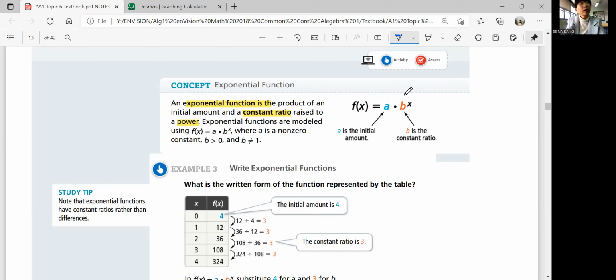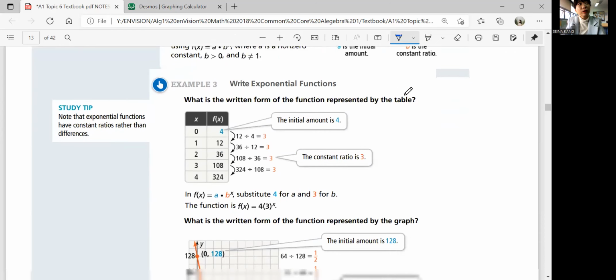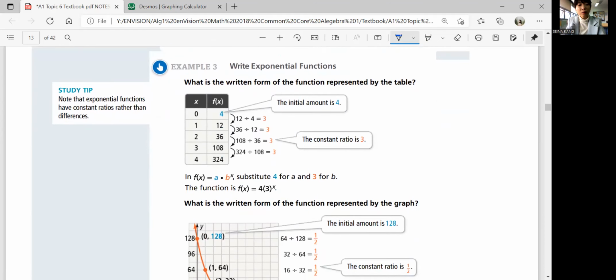Okay, look at example three, write exponential functions. What is the written form of the function represented by the table? So if you're just given a table, could you figure out what kind of exponential it is?